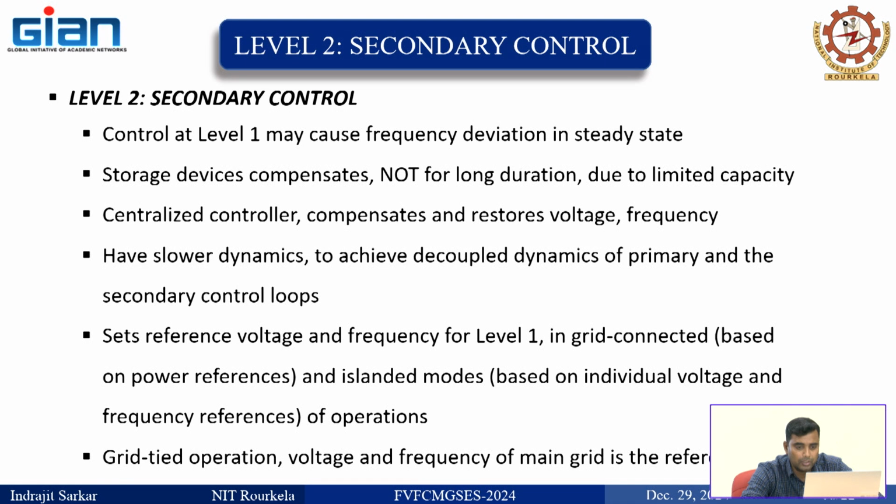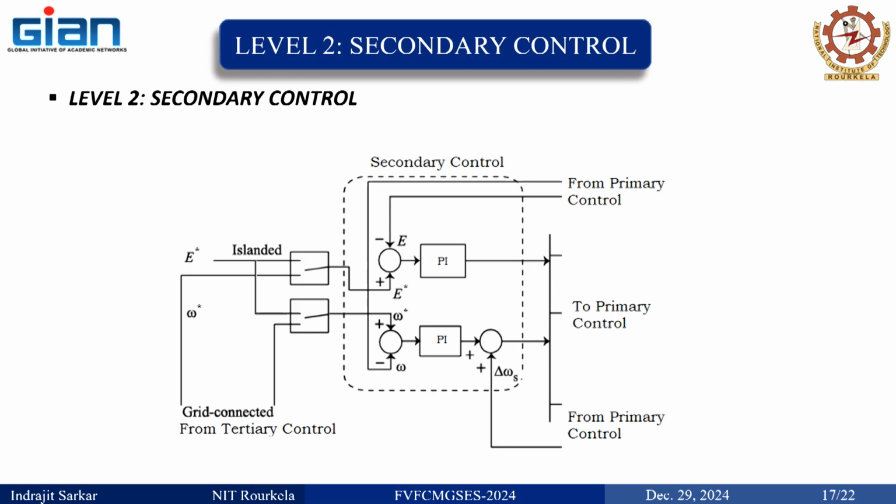In grid tied mode, the voltage and frequency of the main grid is the reference. So here this is the secondary control. These things go to the primary control. What are these? Frequency and voltage. If there is any deviation, the frequency and voltage are set in the secondary control. This frequency comes from the tertiary control, which I will show you. There are two modes: grid connected mode and islanded mode. When it is islanded mode, it is predefined voltage and frequency. That will be taken and passed to the primary control.